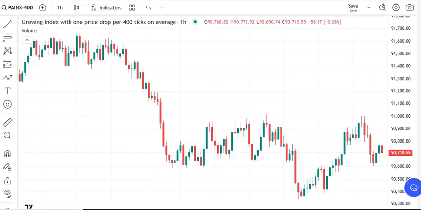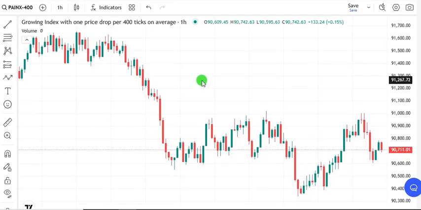Now I'll be checking out the synthetic markets, and of course you know what synthetics are. The synthetics are more like the real market, but because they are available on weekends, you can take them on weekends and on public holidays, just pure technicals. So today we'll be checking out PainX 400, along with other synthetics. So let's start with PainX.